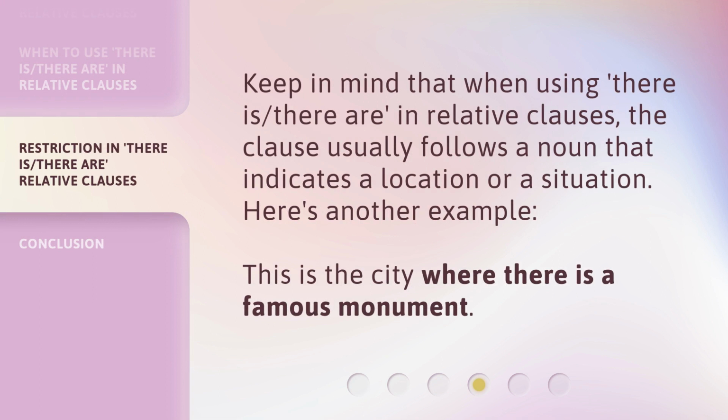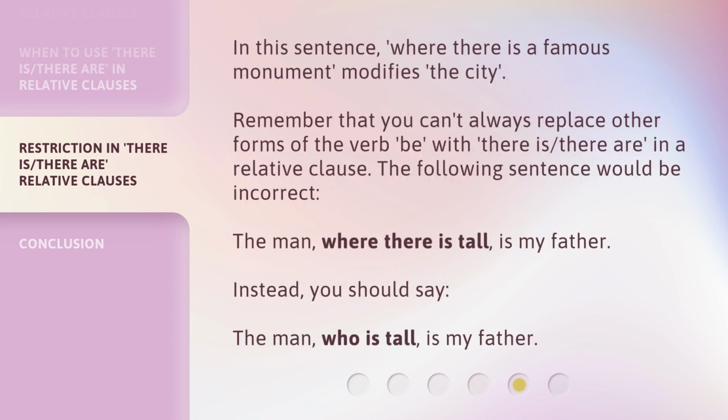Keep in mind that when using there is, there are in relative clauses, the clause usually follows a noun that indicates a location or a situation. Here's another example. This is the city where there is a famous monument. In this sentence, where there is a famous monument modifies the city.